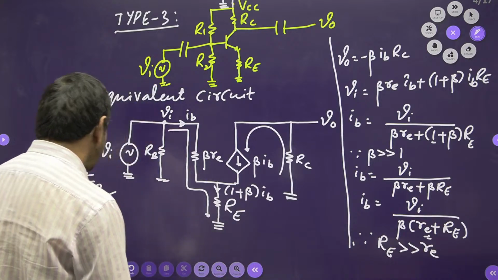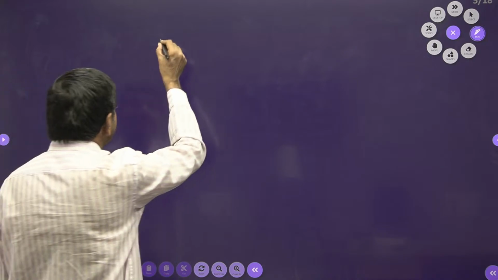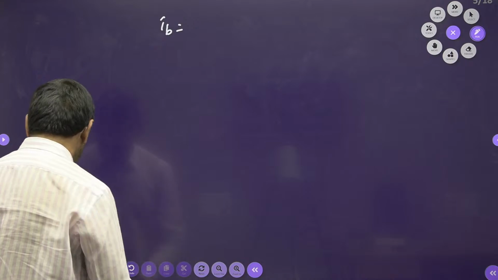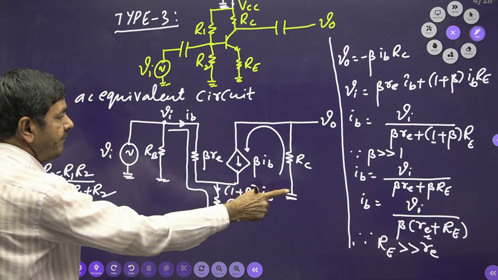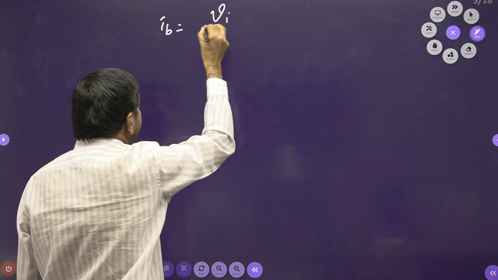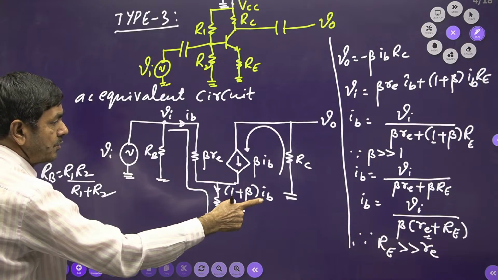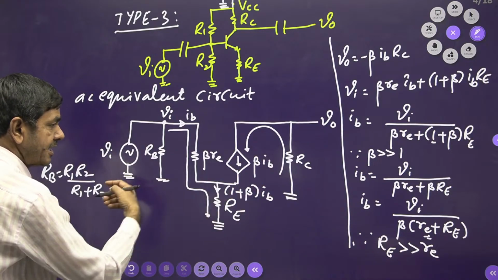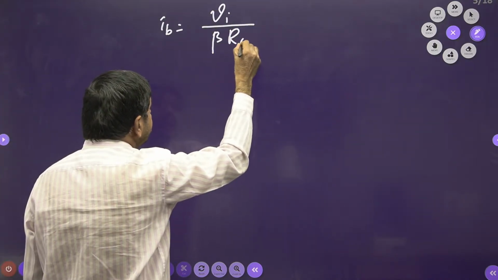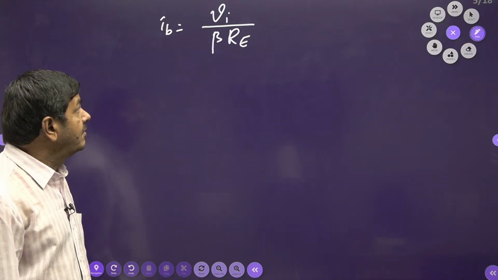If I neglect it, what base current can I get here? I will get base current like this. The base current equals VI by beta into capital RE. Small RE is neglected, capital RE is available. So by using this IB, I can measure voltage gain.